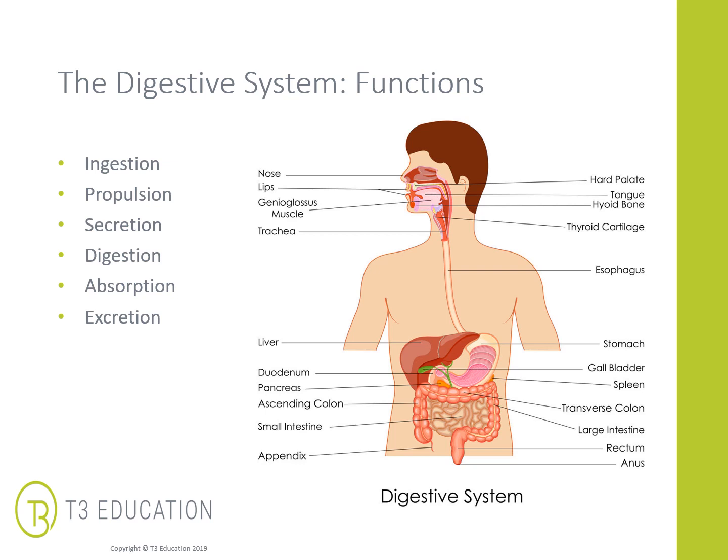Finally, then, we have excretion, and this is the process of eliminating undigested material through the anus. This could be food that can't be broken down any further, and the waste products that are left when all of the molecules, all of the nutrients have been broken down and absorbed by the body.